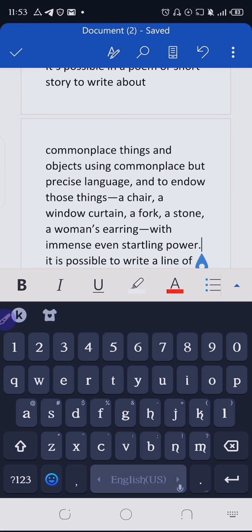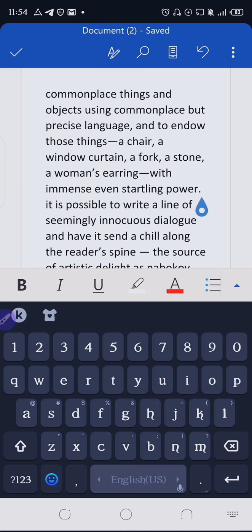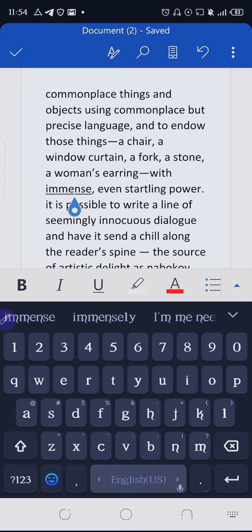Okay, here it is. We have missed out something here. And that with immense, even startling power. You see, that doesn't make sense. With immense, we pause, then even startling power. So when you pause, what do you fix? You fix a comma. So with immense, even startling power. Now, the function of this comma is to set off two parts of the phrase. Okay, so immense, even startling power.